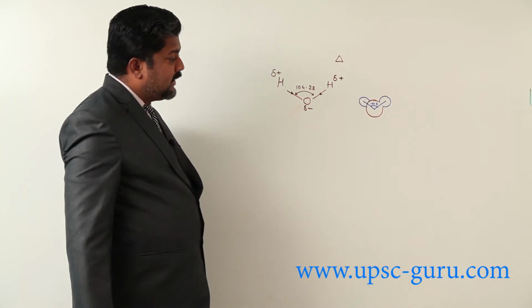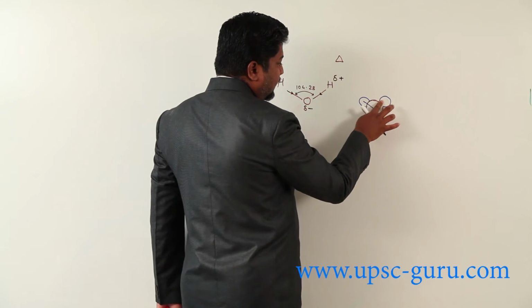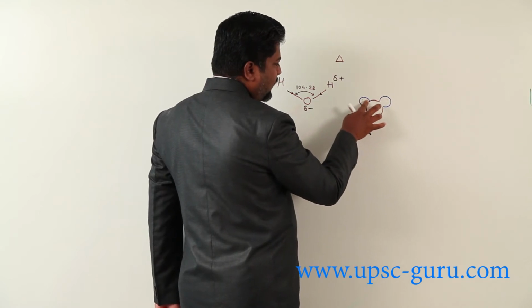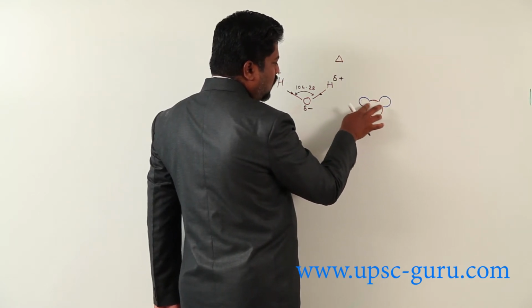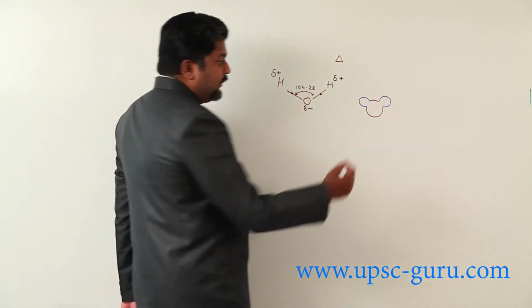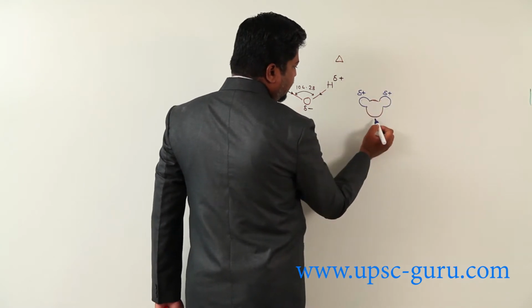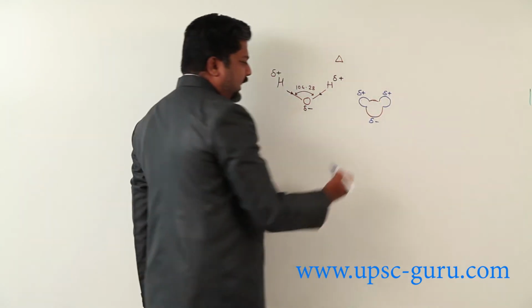So this way you get the water molecule. Now I am forgetting the bond angle here. Instead, we are trying to make the look of the water molecule. This will be something like this, where we get delta positive charge, delta positive charge and delta negative charge.